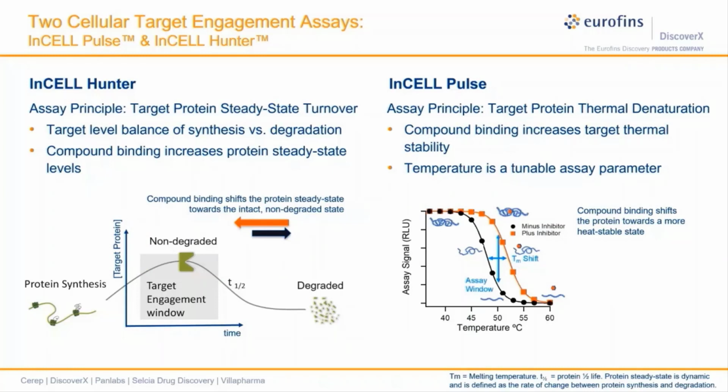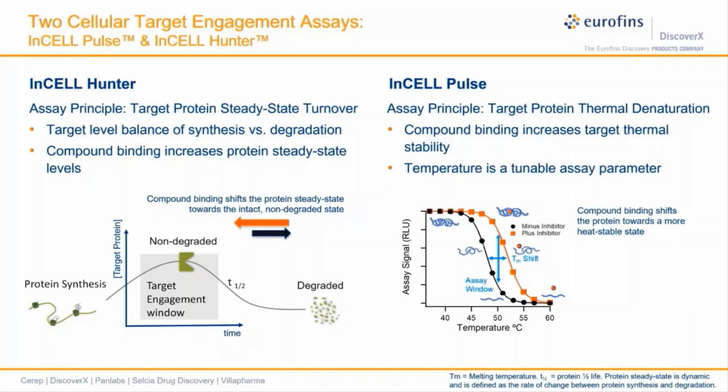InCELL Pulse relies on a target protein's tendency to denature at elevated temperatures. Plotted with black circles is the thermal denaturation or melting curve of a user-defined target protein in the cells in the absence of compound binding. At physiological temperatures on the left, we have natively folded functional protein, giving a high signal in the assay. At higher temperatures, we have unfolding and then denaturation, giving rise to lower assay signal.